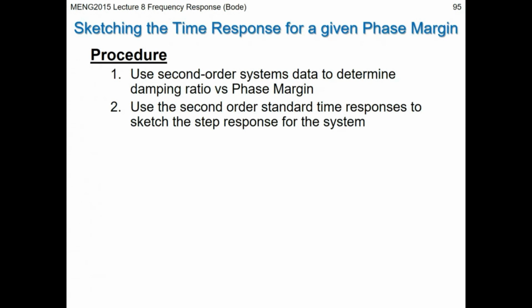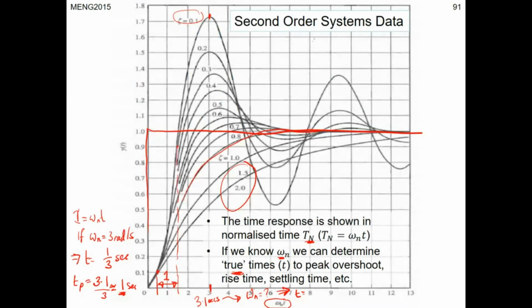Next, we take the second order system standard time responses to sketch that second order response for the system. We use this because we've got our damping ratio. Now we can sketch, and if we have a natural frequency given to us, or we know how to calculate it from the Bode plot, then we can get real time instead of just normalized time.